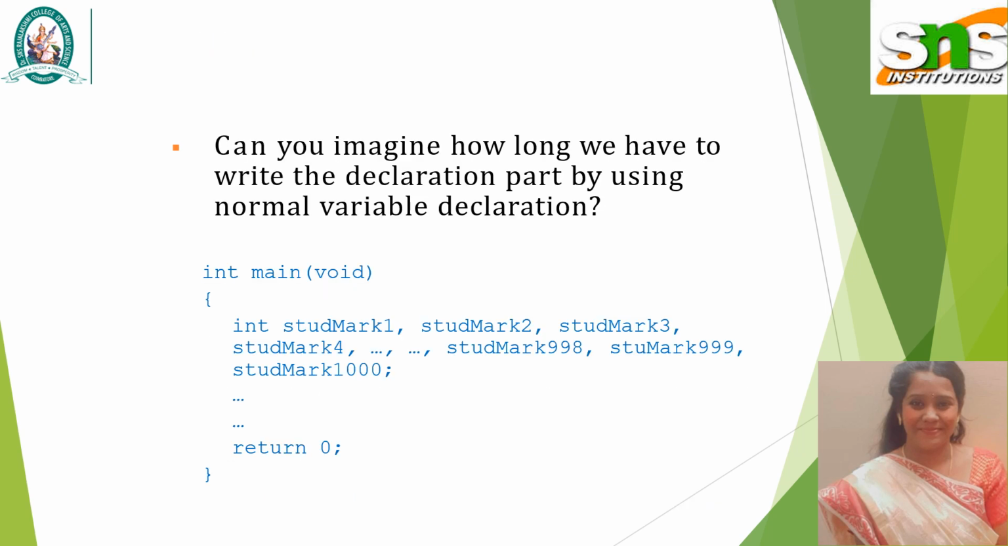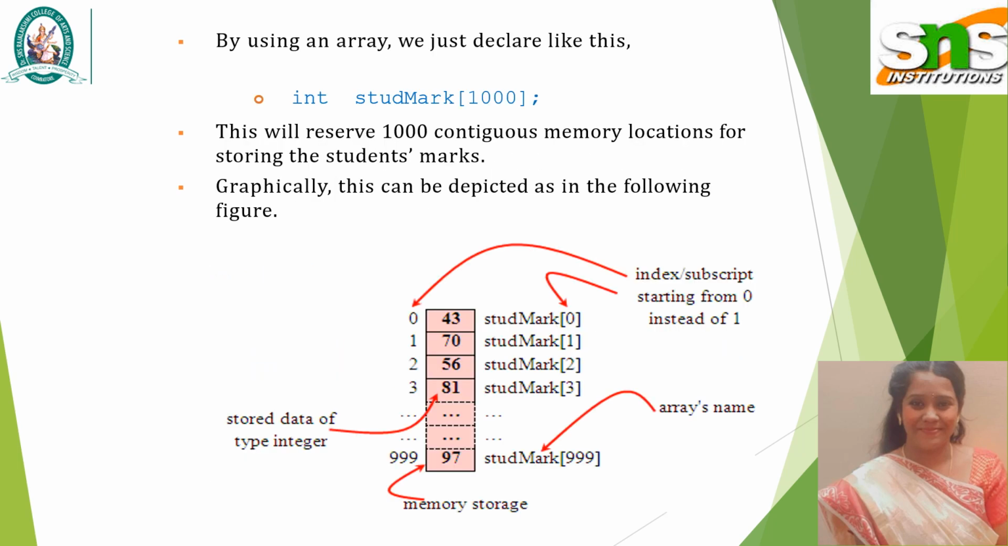So an array can be imagined as a long sequence that we declare with a normal declaration. An example of an array is int student_mark with a size of 1000, so that it starts from 0 to 999. We reserve contiguous memory allocation for this particular array for storing the student marks. This is the graphical representation of an array, which shows the indexes from 0 till 999. Index 0 is holding a value, index 1 is holding a value, index 2, index 3, and likewise it holds values till 999.